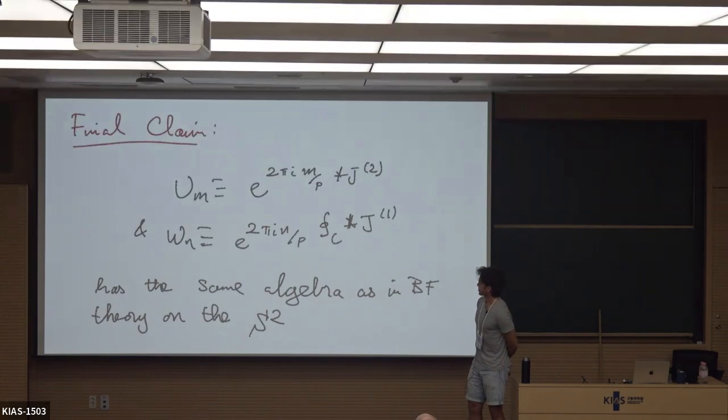Okay, so the claim is that I can build topological operators by exponentiating these currents. So just like before, I have star J2. I have to multiply by 2 pi i m over p, and this is how I build this operator UM. And with the one form, I integrate it over a curve, and I need to multiply by 2 pi i n over p. And these are well-defined topological operators. And they have the same algebra as the algebra I showed you for the BF theory.